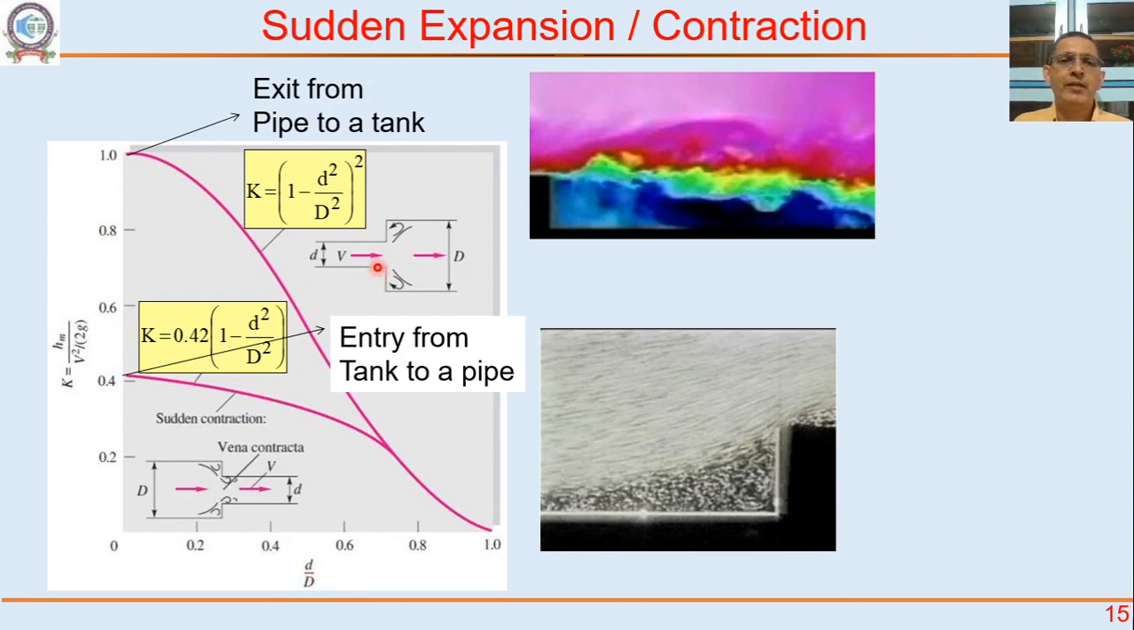Let's say we have flow going from a smaller diameter pipe to a larger diameter pipe, then K can be calculated in this manner. If flow is going from a larger diameter pipe to a smaller diameter pipe, then K can be calculated from this formula.